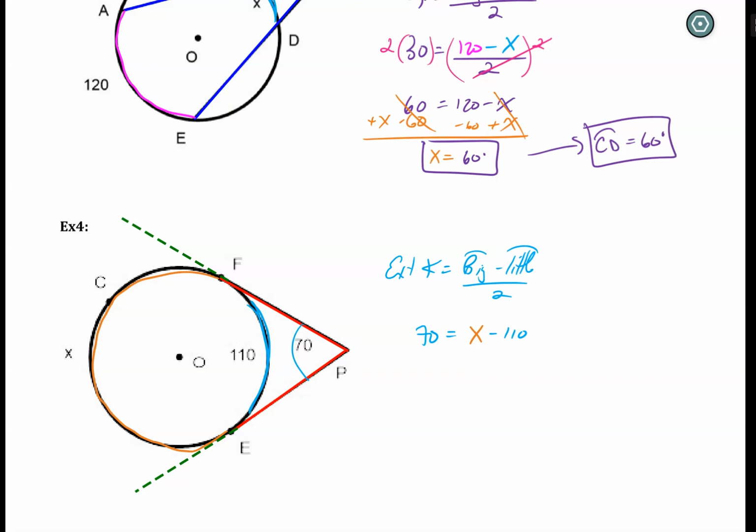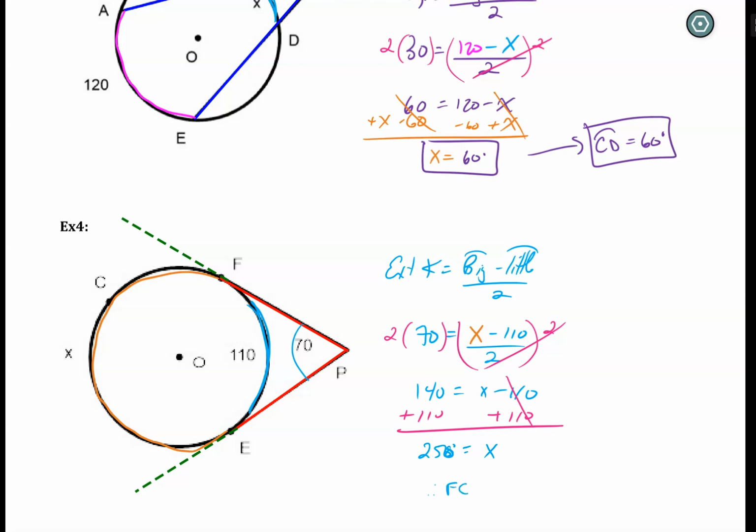And if I go to solve this, oh, sorry, I'll divide by 2. And then if I go to solve this, we multiply both sides by 2. I've got 140 is equal to x minus 110. And now I can simply add the 110 over, because x will then be alone if I did that. So x is equal to 250 degrees. Therefore, arc, in this case, it would be FCE equals 250 degrees.